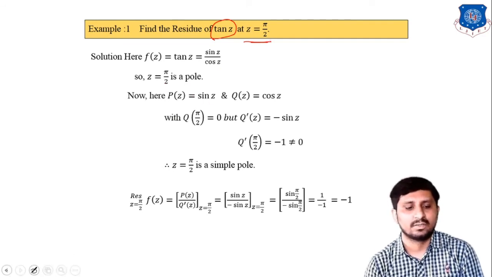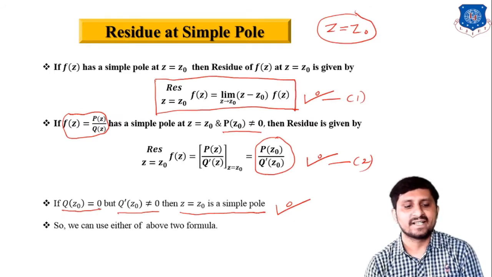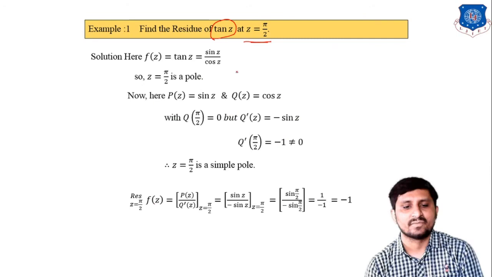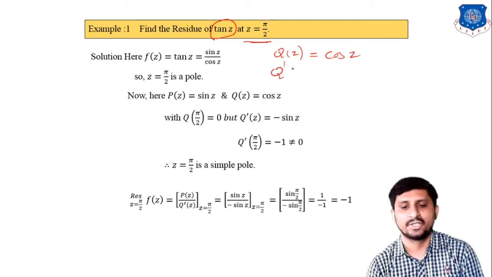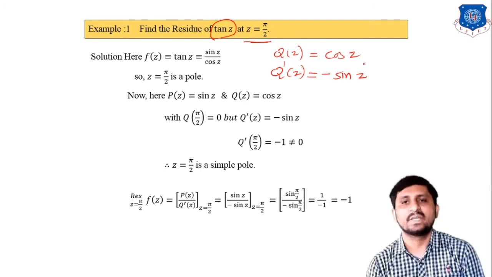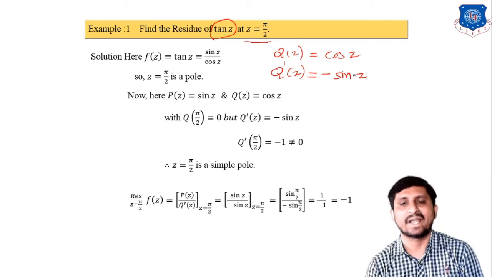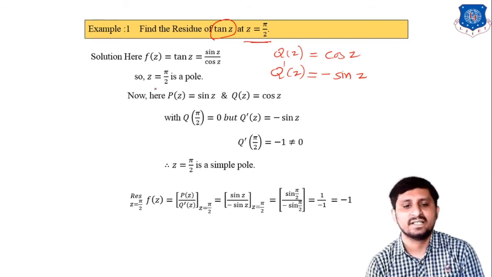Now see, if q of z0 is equal to 0 and q dash z0 is not equal to 0, then we can say that z is equal to z0 is a simple pole. So a similar situation happens here. What is my q of z? q of z is equal to cos z. And what is my q dash z? q dash z, that means the differentiation of cos z, is minus sin z. And we know that at point pi by 2, q of z becomes 0, but q dash z is not equal to 0. We know that sin pi by 2 is 1, so this value is minus 1 at point pi by 2. So clearly z is equal to pi by 2 is a simple pole.